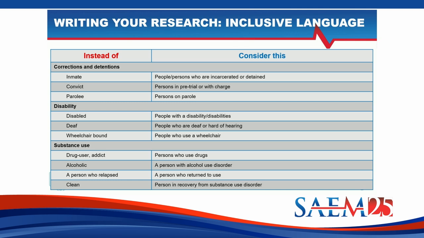Next thing is just focusing on inclusive language. So you want to make sure that you're using people first language whenever possible. So this describes what a person has rather than saying what a person is. So rather than saying parolee, you could say individual on parole.